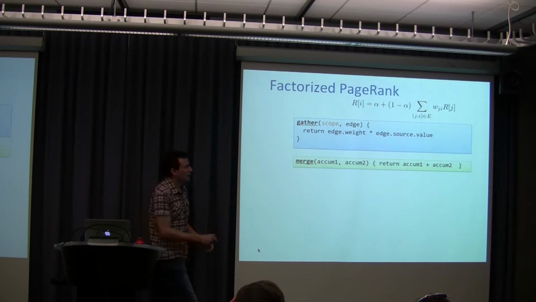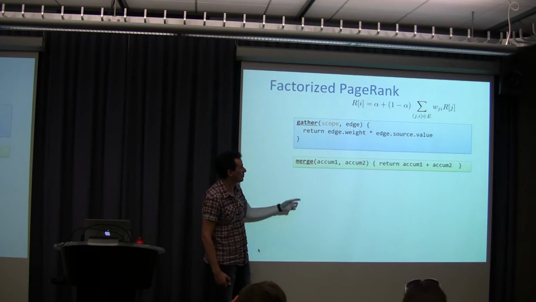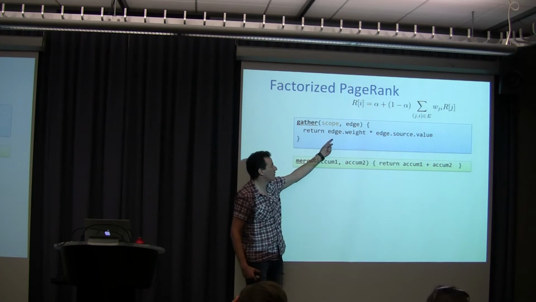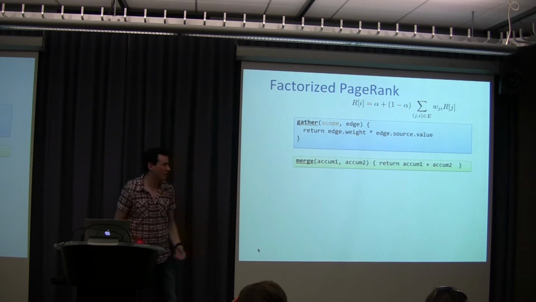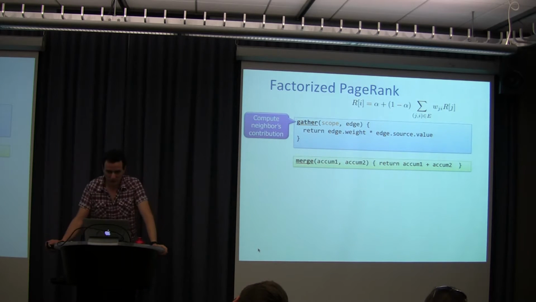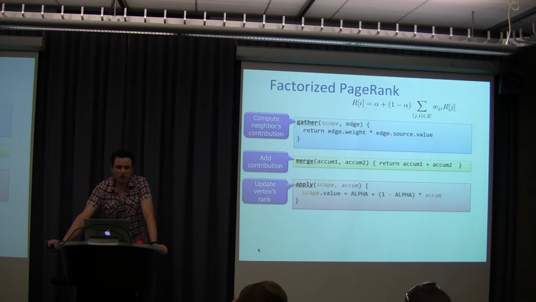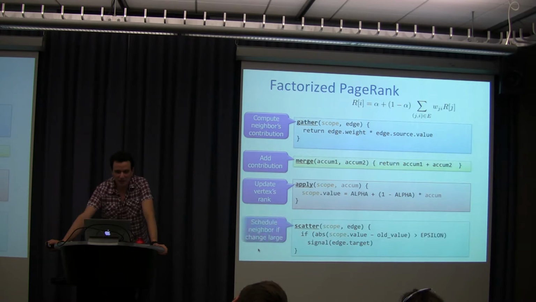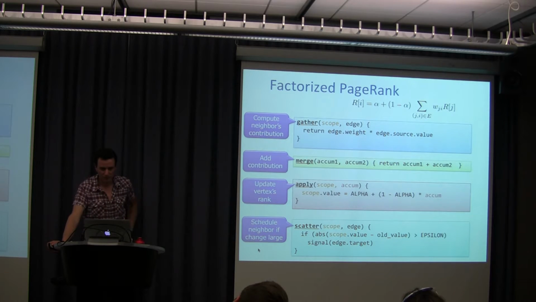The gather phase is just this sum in page rank, the weighted average of my neighbors. So in each edge, I return the weight of the edge times the value of my neighbors, and the merging function is just the sum. The apply function just changes my rank, and the scatter function schedules my neighbors if my value has changed or not. So this is a very simple example of this three-phase abstraction.